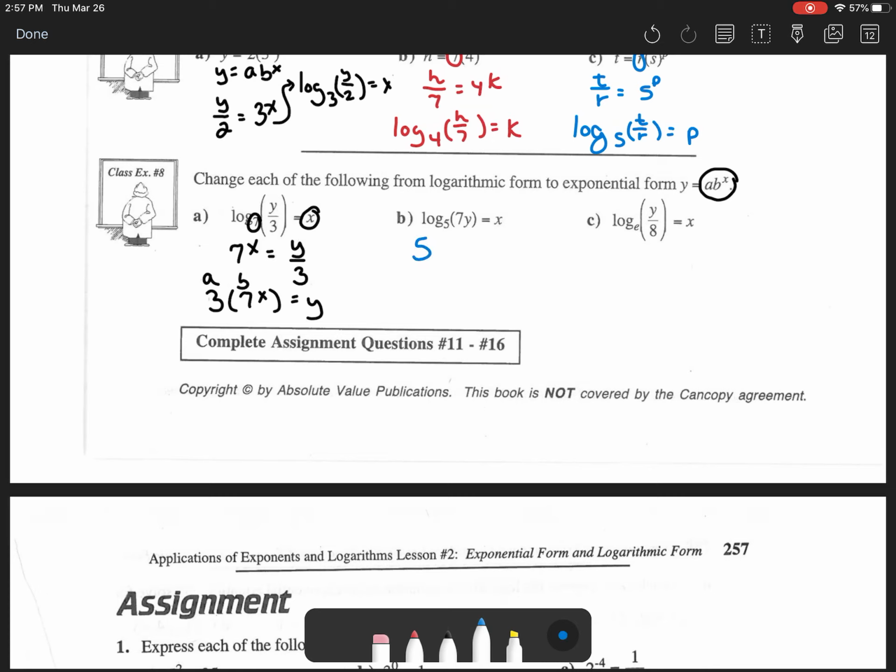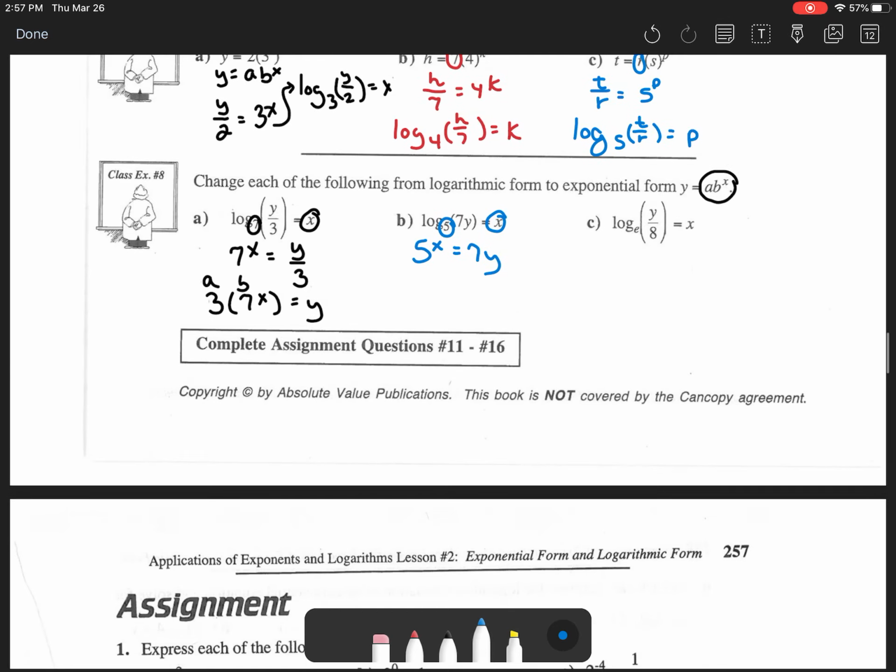Next question. So 5 to the exponent of x will equal 7y. And then I want to get rid of that 7 to isolate the y, so I multiply both sides by 1 over 7. So 1 over 7 times 5 to the exponent of x is equal to y, like so. And then last question, same basic idea: e to the exponent of x will equal y over 8, then multiply both sides by 8, so 8 times e to the exponent of x is equal to y.